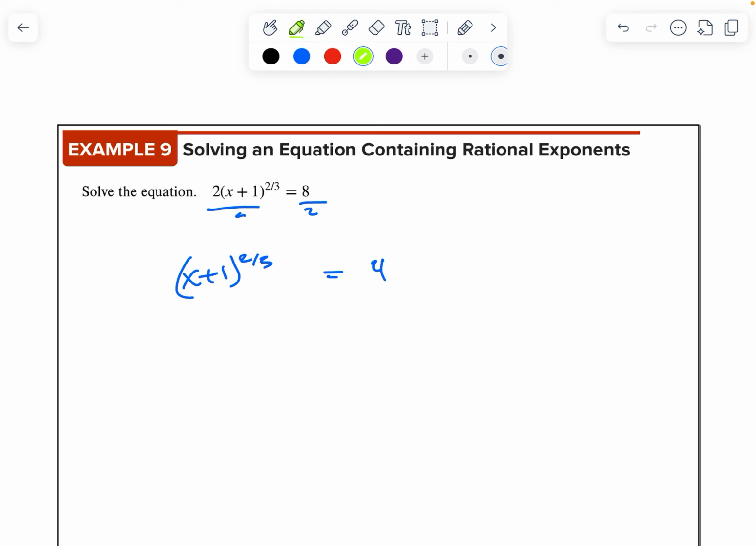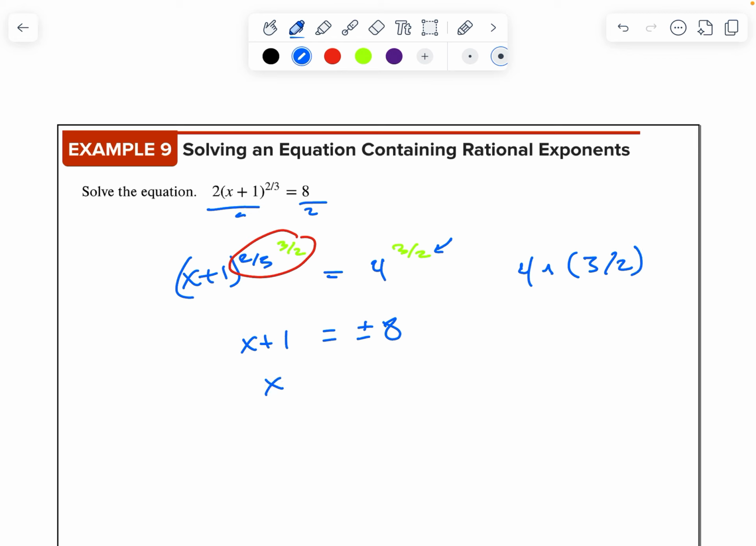So to get rid of that, what we can do is take both sides to the 3/2. If you ever take both sides to a power with a bottom that's even, you need to get a plus or minus on that side. On this left side, these two things undo each other. That's the purpose of doing that. The powers that are opposite, the purpose of that is that they undo each other. 4 to the 3/2 is 8. You can type that in the calculator, 4 to the 3/2.